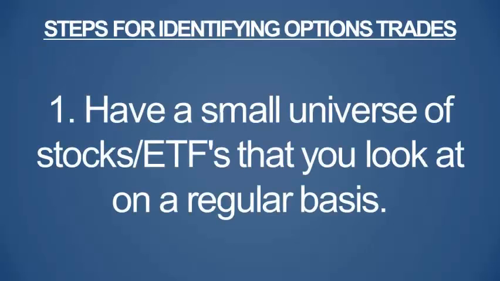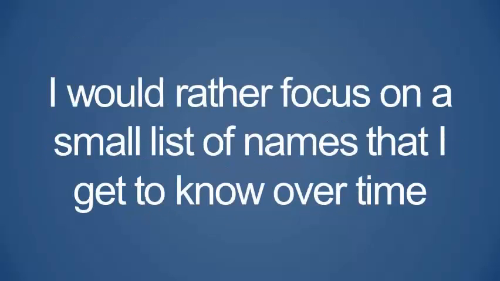Here are the steps for identifying options trades. Number 1, have a small universe of stocks or ETFs that you look at on a regular basis. Now, Mike says time and time again in the training materials, don't look at hundreds of names on a daily or weekly basis because in many cases, you're left trading names that you don't even know what they are. He'd rather focus on a small list of names that you get to know over time. This way, you can easily determine whether you're bullish, bearish, or neutral without spending a ton of time each day just staring at the charts.